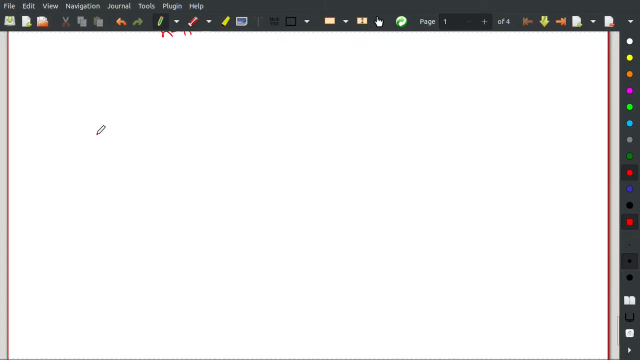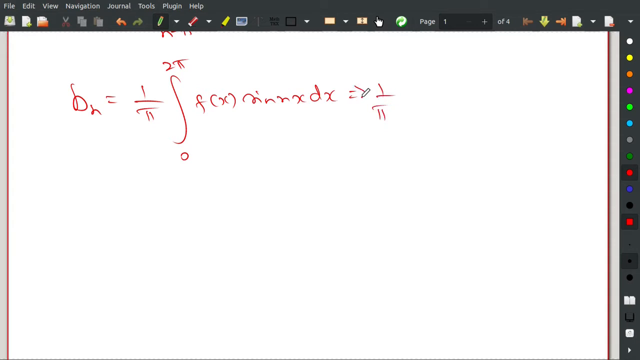So to find bn, we have bn equals 1 by pi integral 0 to 2 pi f of x sin nx dx. So it is 1 by pi integral 0 to 2 pi x sin nx dx. Here also we have an integral of the form u dv.